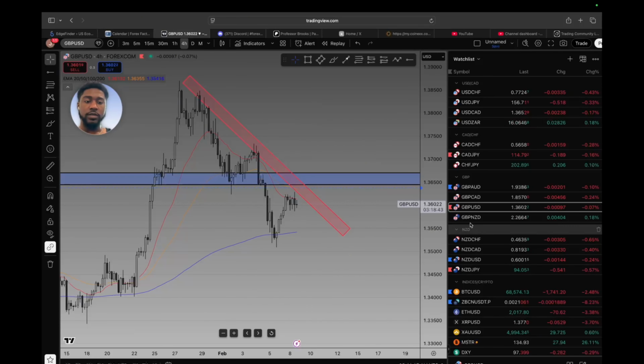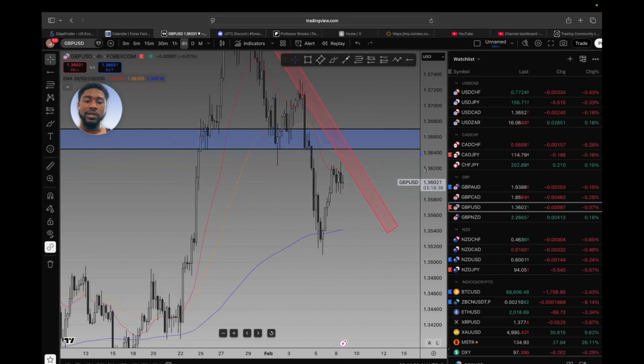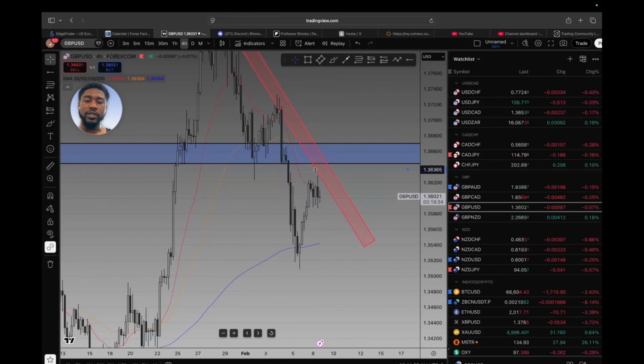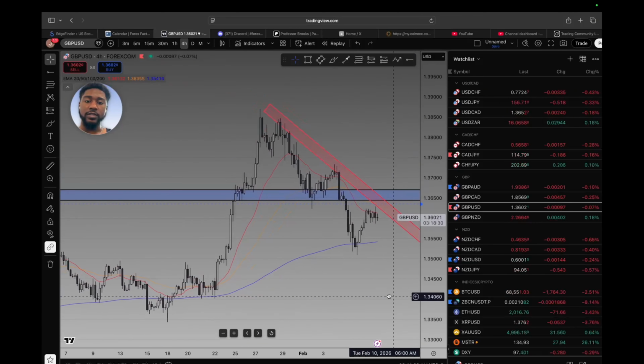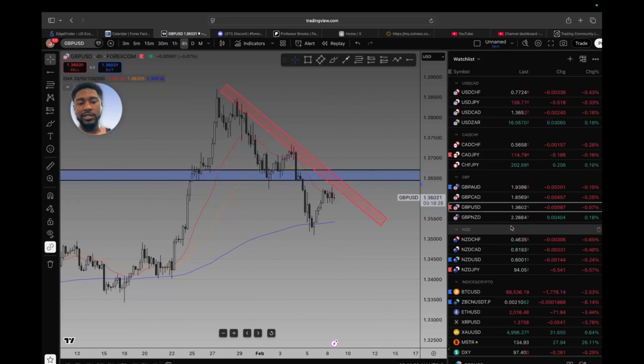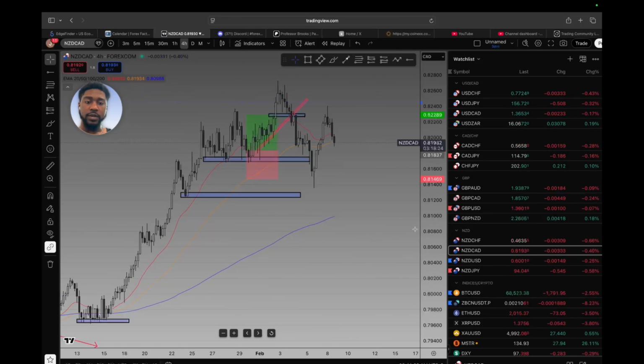Pound USD. I don't think we went over pound USD. This is also another potential sell I'm looking at to the downside. If we come and retest this zone, because it's respecting this trend line pretty nicely. So if we can retest this zone, I'll probably look to scale in sales. And yeah, that's about it right there.